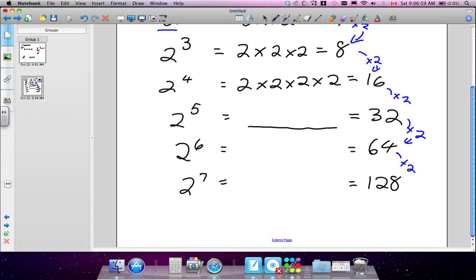Let's underline it in green. Now, according to our trick here, 2 to the power of 8, what would I do to get the next power? You have to multiply by 2. Okay, what would I end up at?